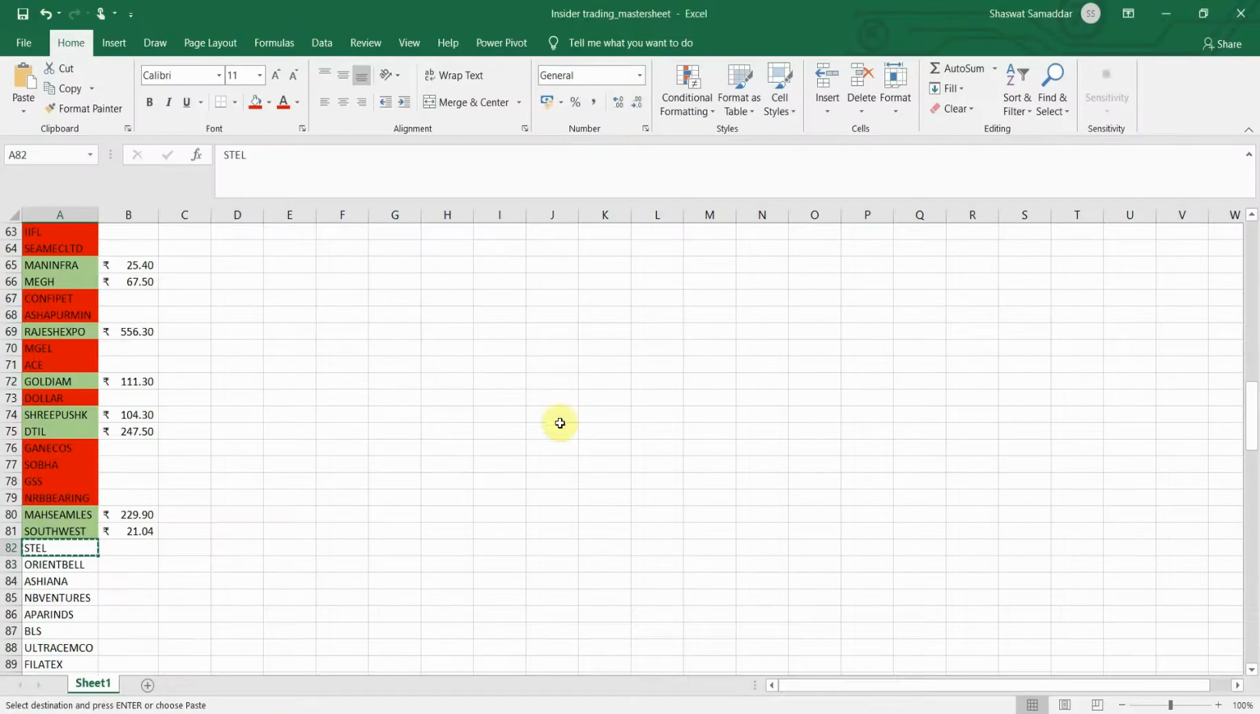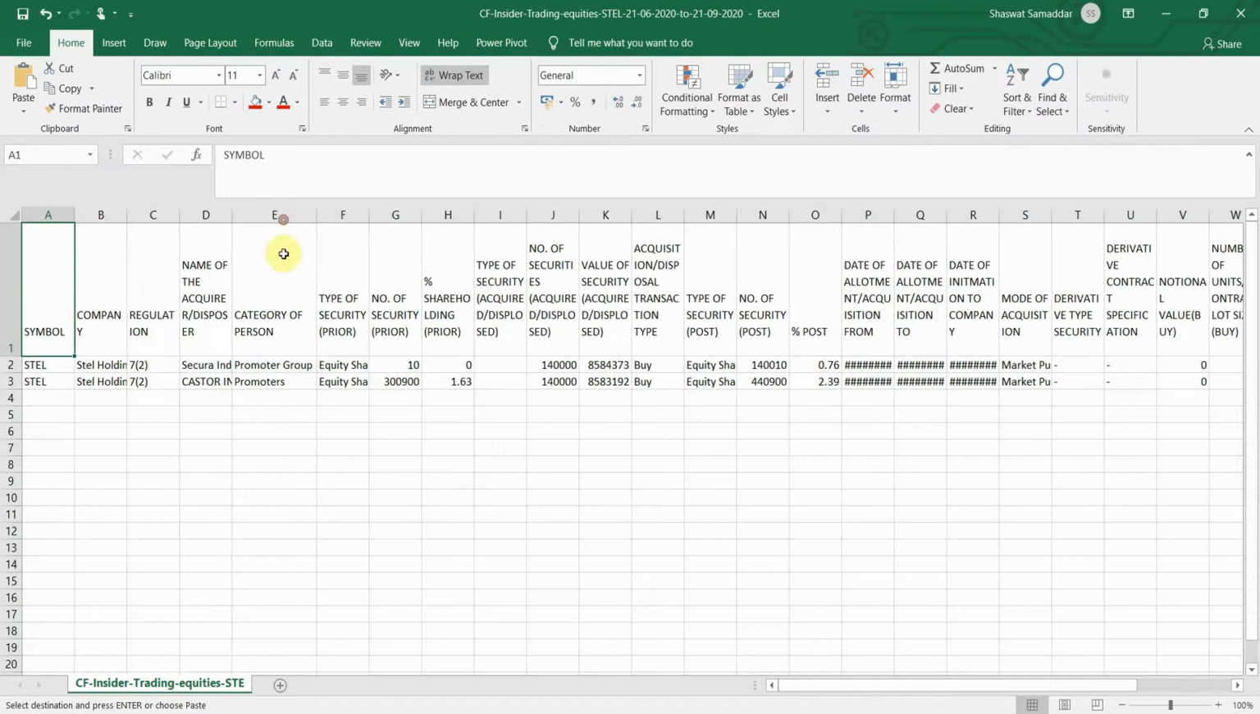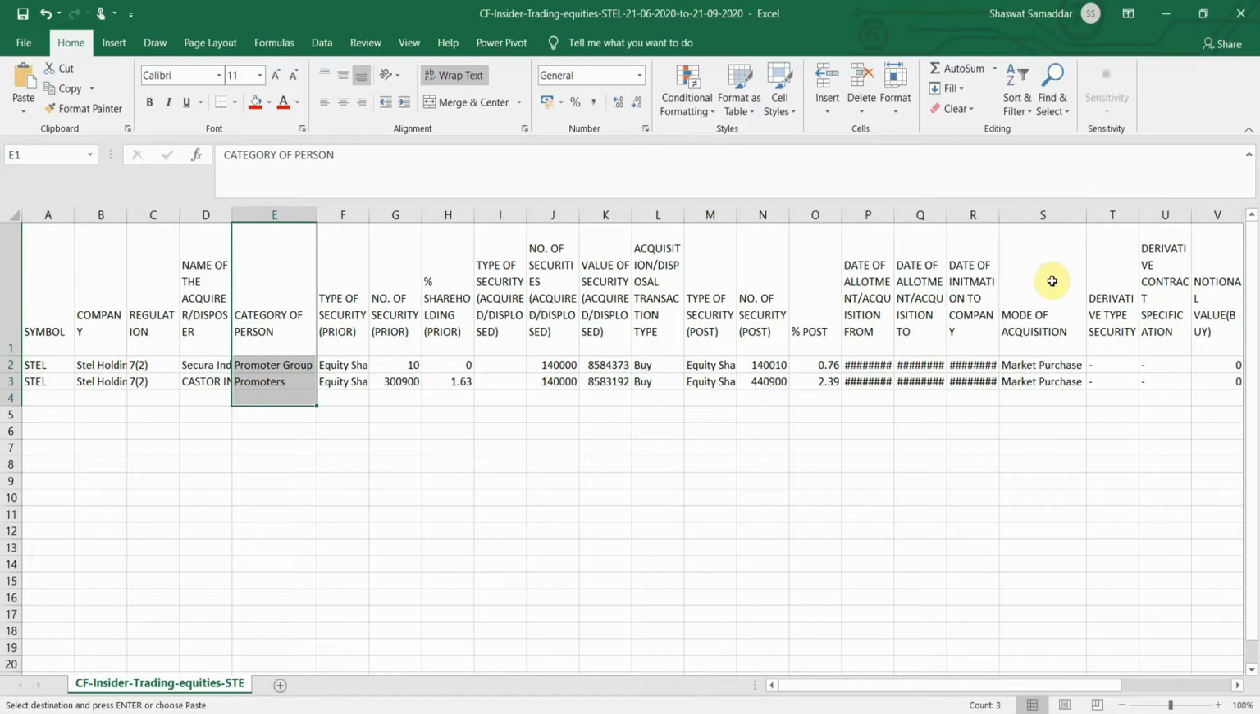Now we will open this. What we want is the category of person to be promoters or promoter groups in this column, as you can see very well. The mode of acquisition should be market purchase, or sometimes it may be inter-se transfer also. As you can see, no rows need to be deleted.